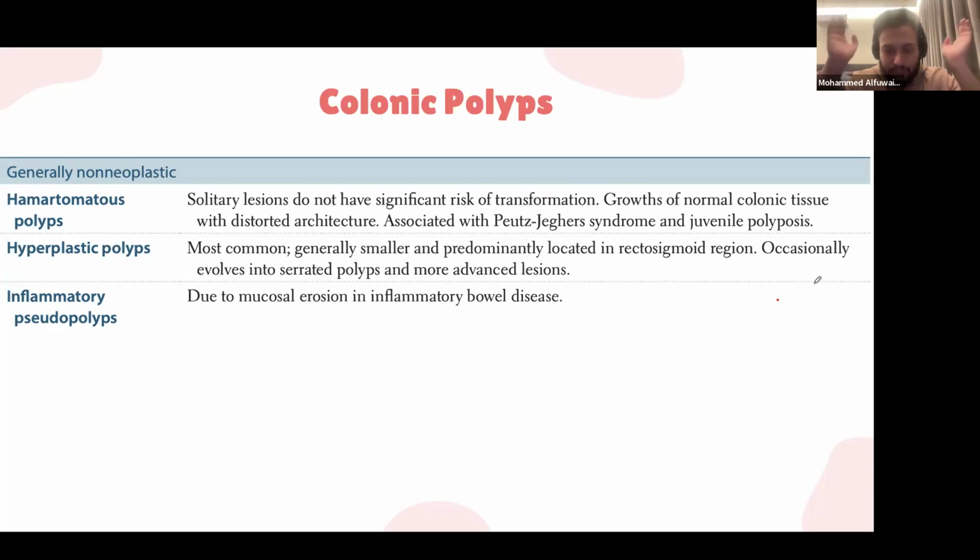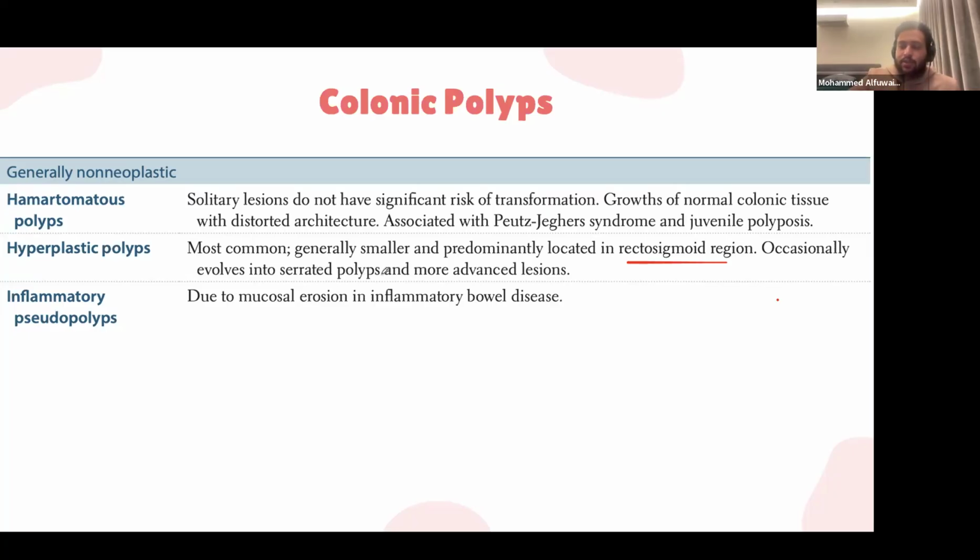Hyperplastic, good. Hyperplastic polyps are the most common type of polyp, okay? Usually it's an elderly patient, and you find it incidentally in colonoscopy, and it's usually in the rectosigmoid region, okay? The most important thing to know about the hyperplastic polyp is its structure, its morphology, okay? It will appear as a serrated polyp.